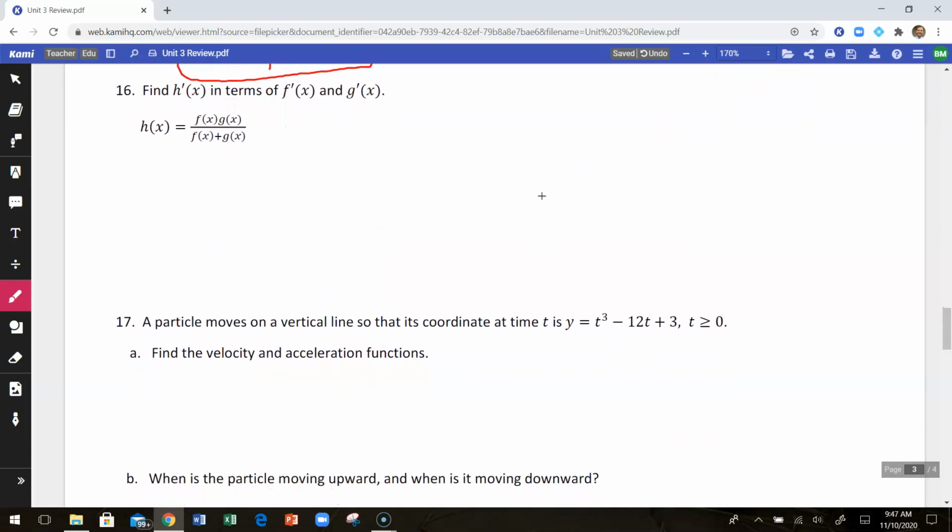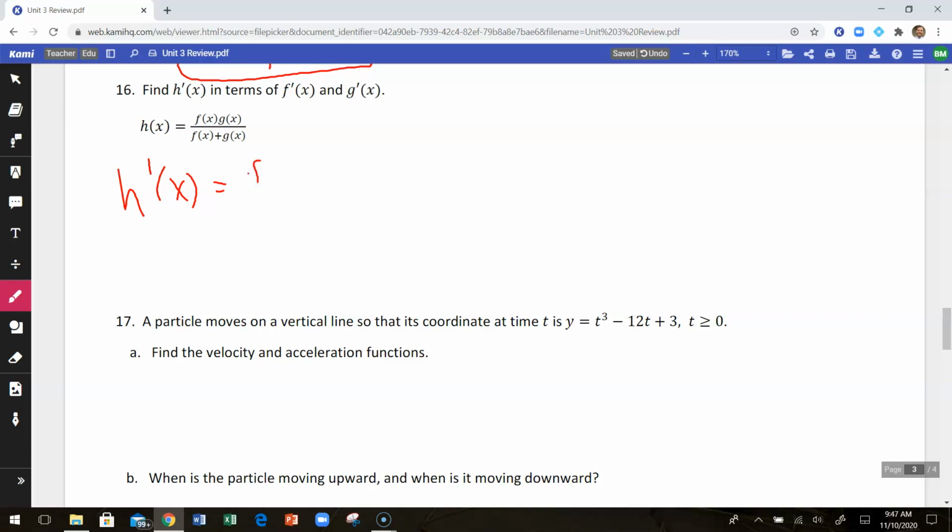Number 16. We want to find the derivative of this function in terms of f prime and g prime. So I don't know what the functions f and g are, but I am going to find the derivative of h, and I'm going to use the rules that we know to do that. So h prime of x is equal to, well, what jumps out to me right away is that it is a quotient, so I'm going to start with the quotient rule.